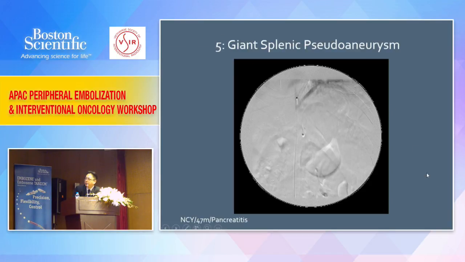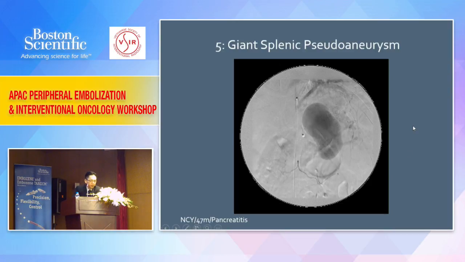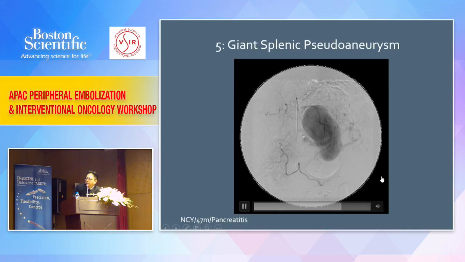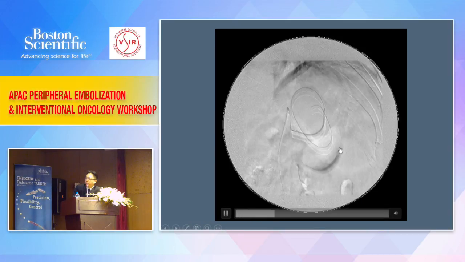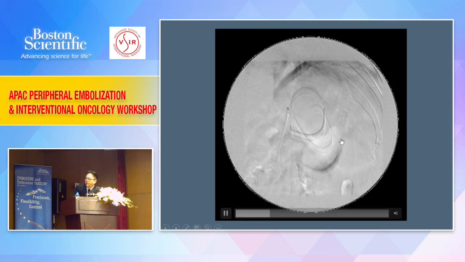How about a giant splenic artery aneurysm? Again, the principle here is front door, back door. We have to control the back door first, which is the outflow on the other side. It took, I think, many turns to achieve the crossover to the other side.